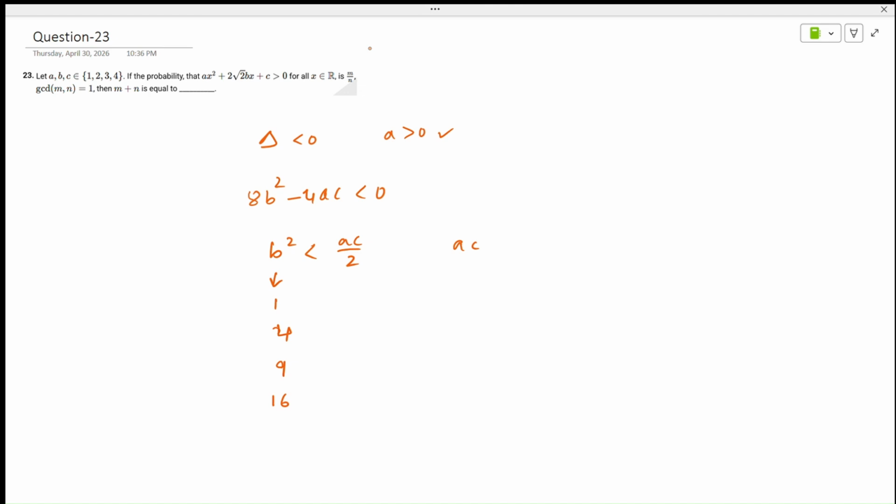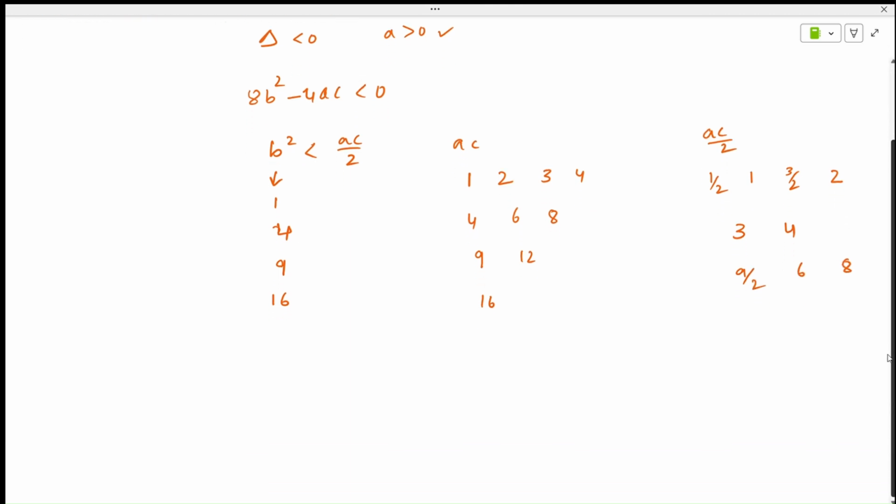You can get 1 1's 1, 1 2's 2, 1 3's 3, 1 4's 4, then 2 2's 4, 2 3's 6, 2 4's 8, then 3 3's 9, 3 4's 12, and 4 4's 16. So ac by 2 can be equal to 1 by 2, 1, then 3 by 2, 2, 3, 4, 9 by 2, 6, and 8. These are the possible values of ac by 2.